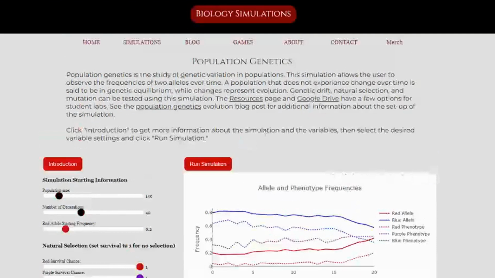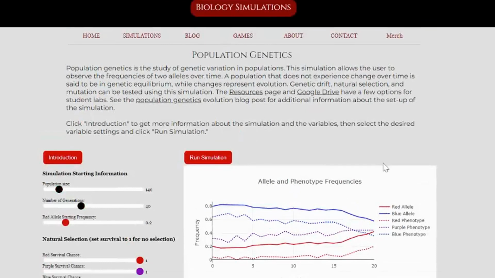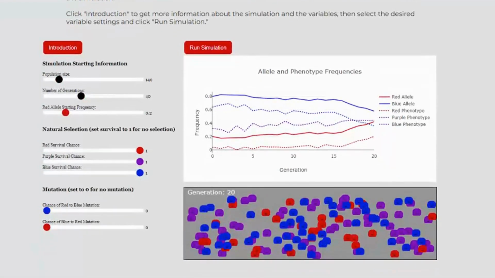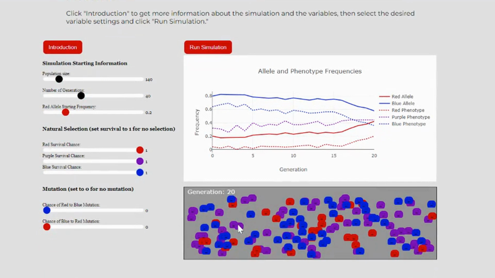Welcome to the Population Genetics Simulation from Biology Simulations. You will be looking at the evolution and change of the change in allele frequency for these small creatures down here in the box. Their allele frequencies will be reflected on the graph above them. On the left-hand side, you will see different parameters that can be changed.